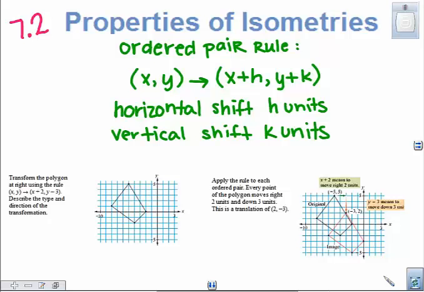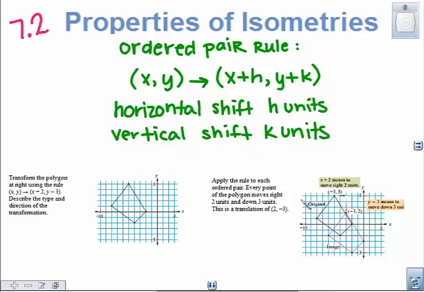Section 7.2 talks about the different properties of isometries. Okay, we're going to have what are called ordered pair rules, and you saw one of those on the activity today that was called falling down. You have your original XY point on your grid, and it's shifted over X plus H and or Y plus K. Okay, that H, that number that's added or subtracted to your X, that's a horizontal shift. That's left and right, just like the X-axis. Okay, the K is added or subtracted to the Y, and that's a vertical up or down shift, however many units K is.